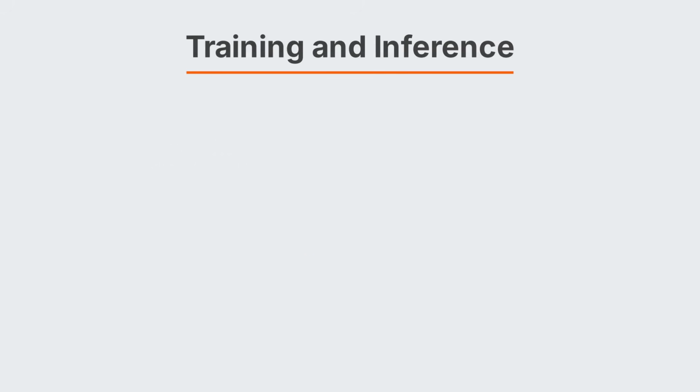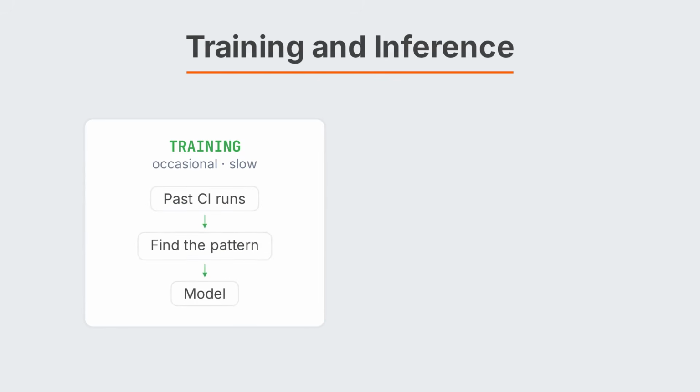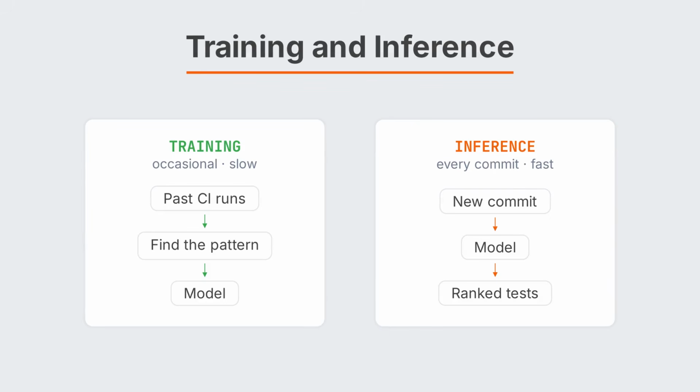Here is the shape of it. You start with labeled examples, past CI runs, and whether each test passed or failed. Training finds the pattern that connects the change to the outcome. That produces a model. Then inference: a new commit arrives, and the model ranks which tests are most likely to catch something. Training is slow and happens occasionally. Inference is fast and happens every commit.